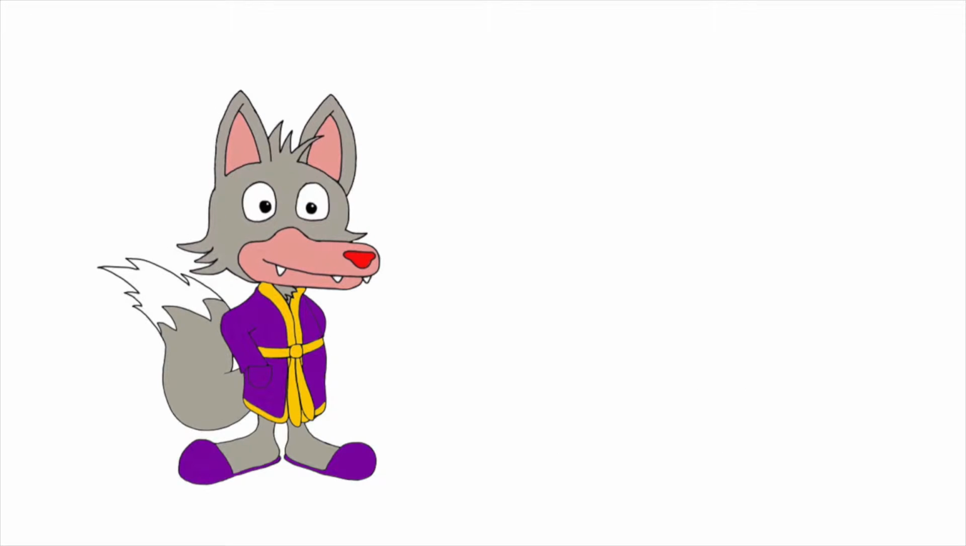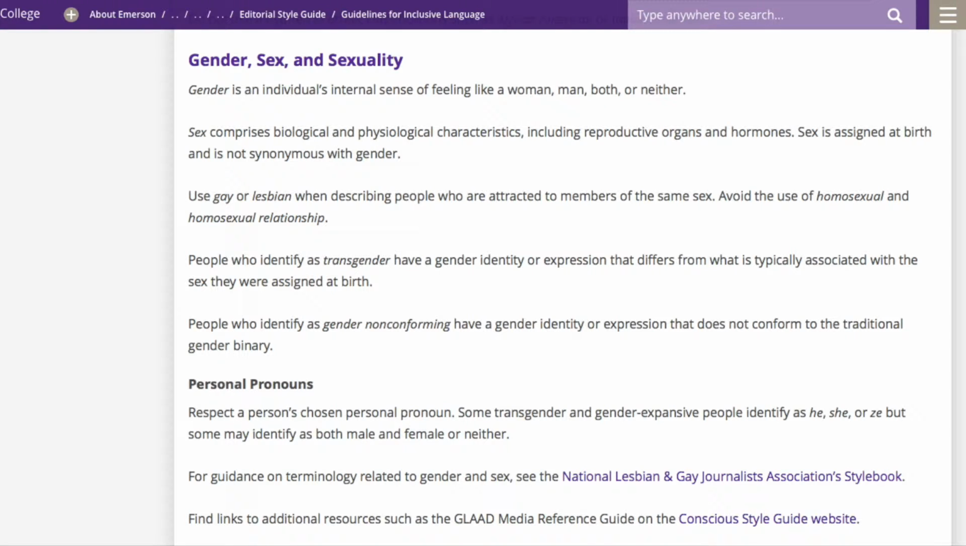Emerson College in Boston, Massachusetts have released a guideline for inclusive language. But before we delve into it, this shit will either make you laugh or enrage you. You have been warned. So according to the guideline for inclusive language, the term homosexual is offensive now.